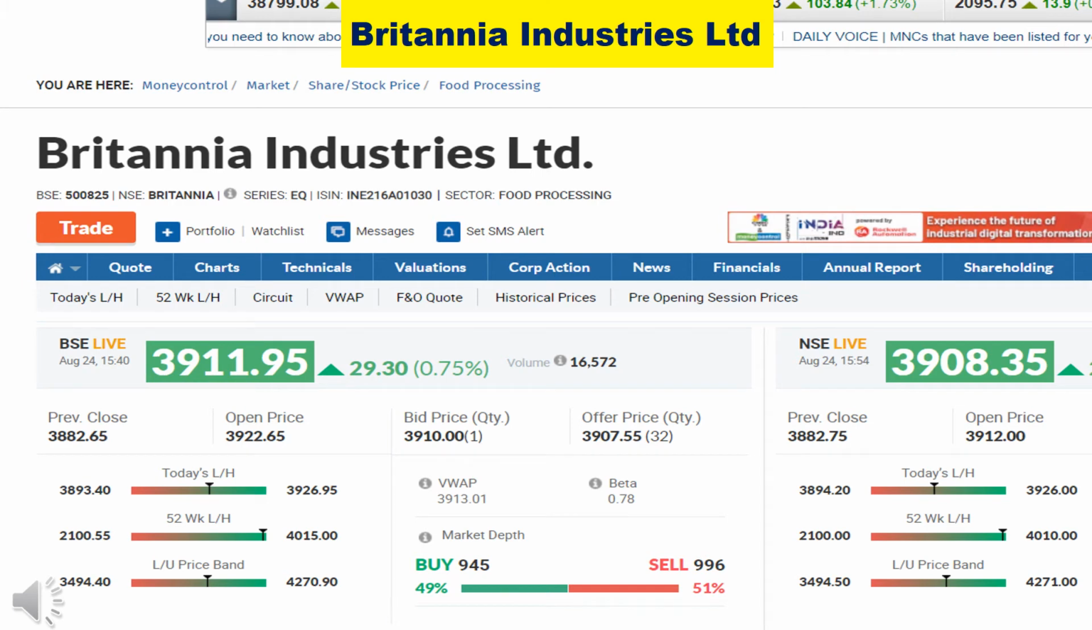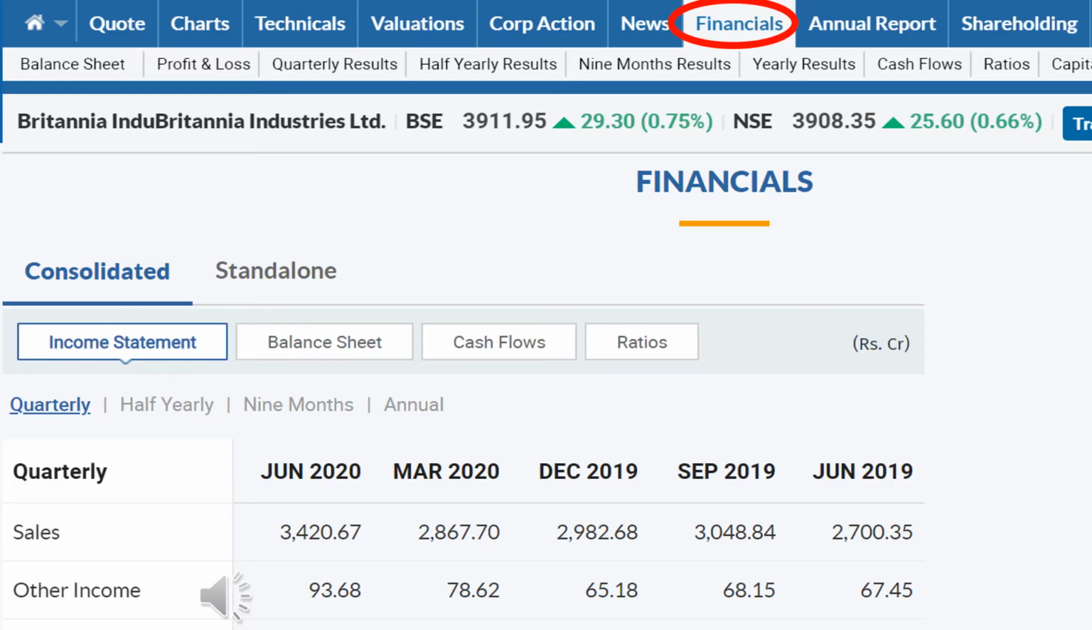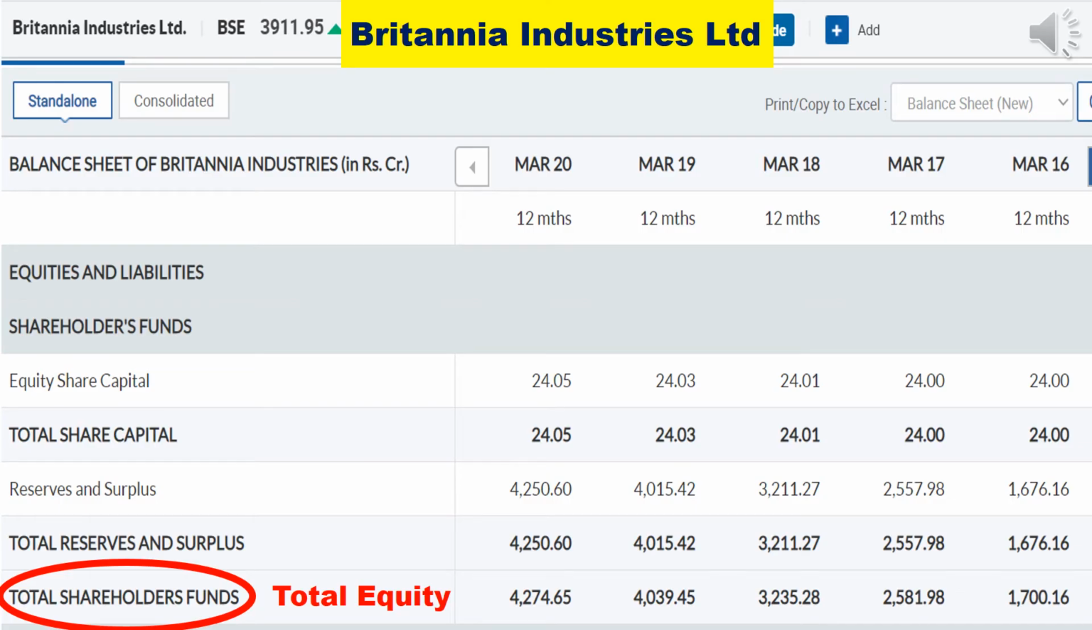On the Money Control website, I entered Britannia in the search bar. Like this, Britannia company's data will open. At the top, you can see many links available. In that, click Financial. If you click Financial, then below that many links will open. In that, click Balance Sheet. Like this, Britannia company's balance sheet will open. In this, all the numbers are mentioned in crores.